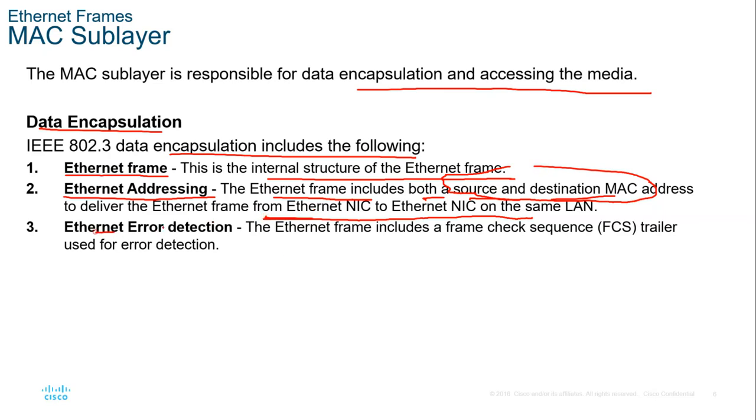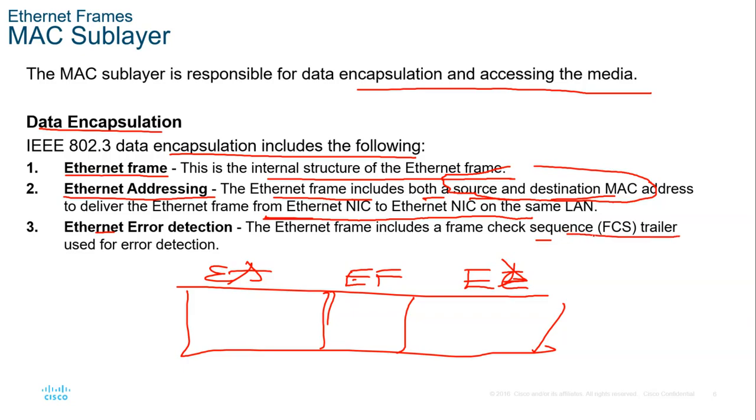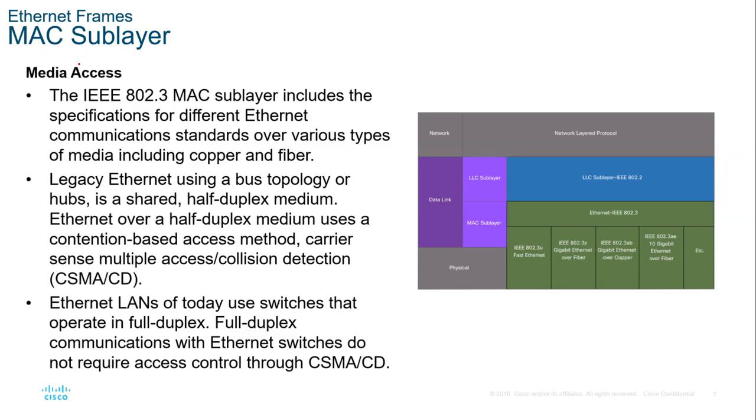So now, this is the Ethernet addressing, this is the Ethernet frame, and then we have the Ethernet error detection, this part here. Ethernet error detection includes the frame check sequence, which we call a trailer, used for error detection.